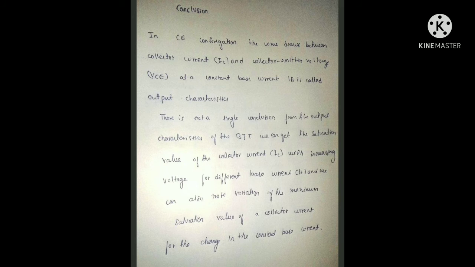Conclusion: in CE configuration, the curve drawn between collector current IC and collector emitter voltage VCE at a constant base current IB is called the output characteristics. There is not a single conclusion from the output characteristics of BJT. We can get the saturation value of the collector current IC with increasing voltage for different base current IB, and we can also note variations of the maximum saturation value of a collector current for the change in the constant base current.